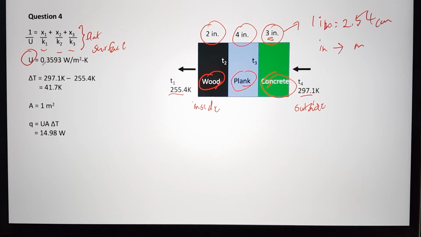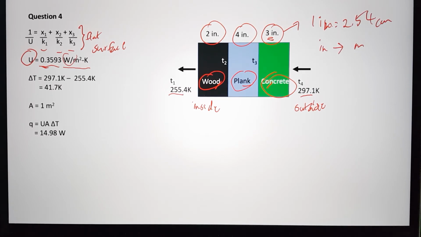Alright, and then for the overall heat transfer coefficient, after you have calculated, the value will be 0.3593 watt per meter square Kelvin. Okay, remember this particular unit because the temperature has been given to you in Kelvin, and then of course the energy will be calculated in watt per meter square Kelvin.